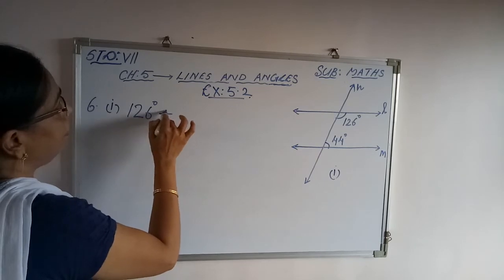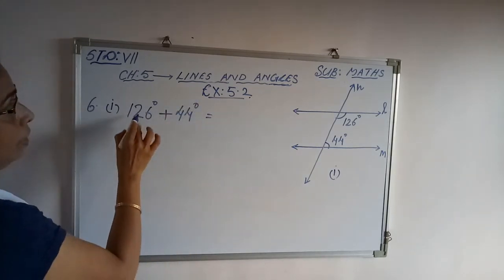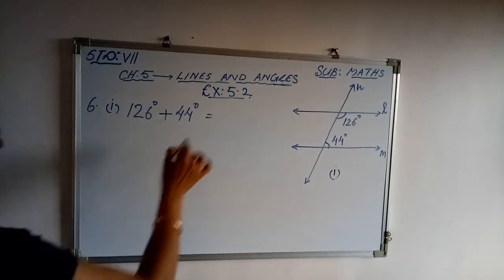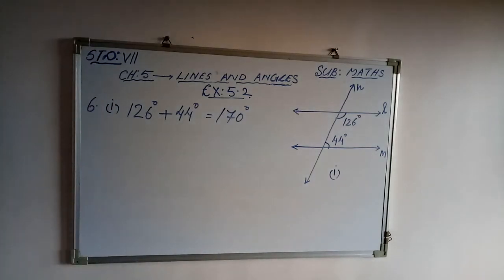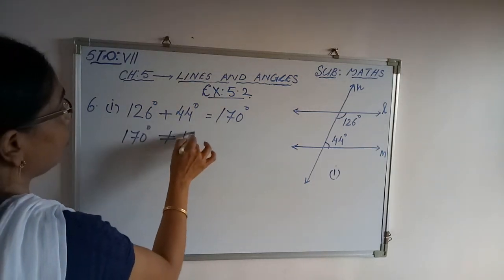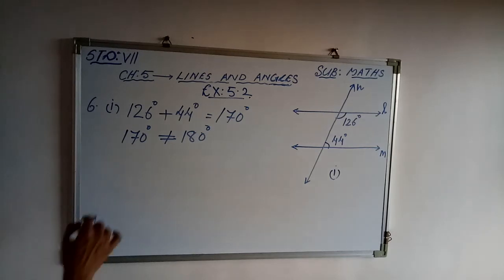Now see, we can check whether they are supplementary or not. 126 degree plus 44 degree. What's the answer you are going to get? 126 plus 44? 170 degree. Is it equal to 180 degree? No. So 170 degree not equal to 180 degree. No. The interior angles on the same side of the transversal are not supplementary.